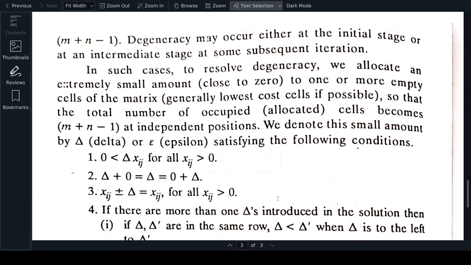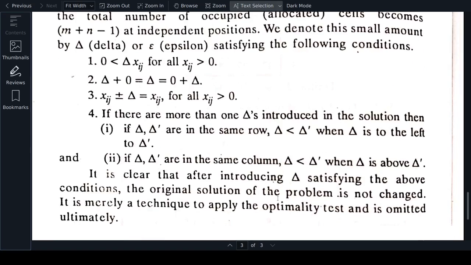Condition number 2 is delta plus 0 equals delta equals 0 plus delta, right? This is the same as commutativity, like the property of identity. And then number 3, xij plus or minus delta equals xij, which means delta is a very small number, so there is no effect when we add or subtract. These are three conditions.